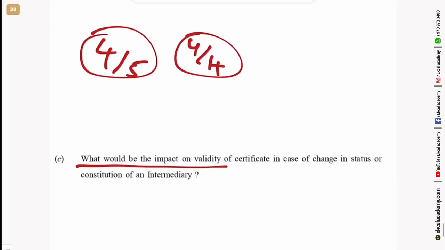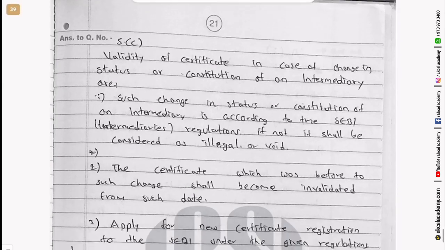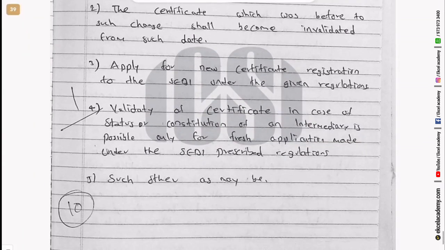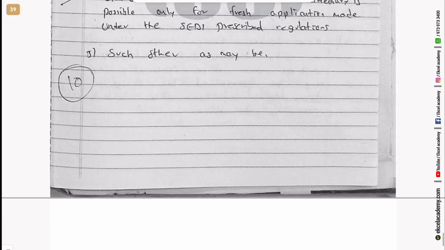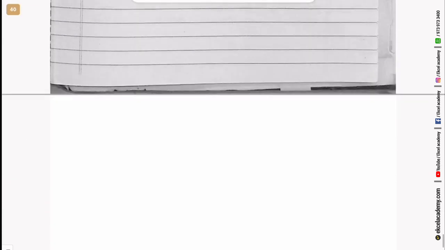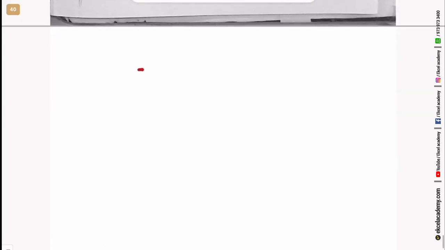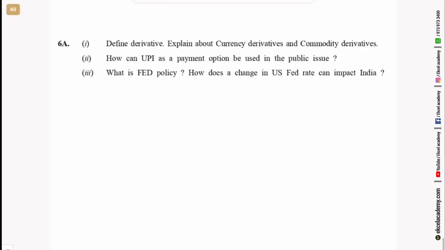Right? Yeah. So constitution of intermediary, what will happen if there is a change in status? His answer is not right, so he has got 1, but it's okay, it doesn't matter. Overall he has scored well. That is about 50% of the marks he has got. No problem, because in other places he has got high.